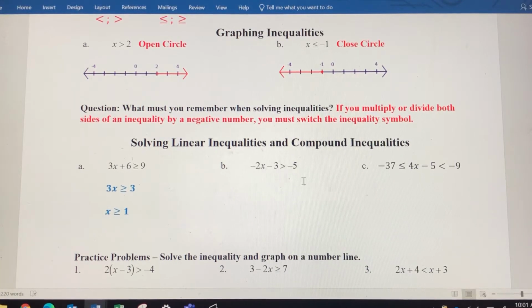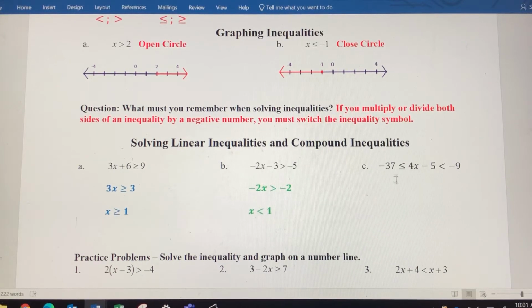In B, I'm going to add 3 to both sides first. So that gives me negative 2x is greater than negative 2. Now I'm going to divide by a negative. So remember, we have to flip the inequality symbol. So x is going to be less than positive 1, okay? All right, again, I'm not going to graph that one on a number line because it's very much like the two we've already done previously.